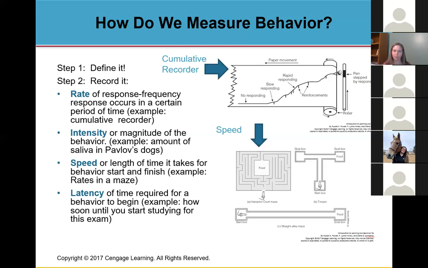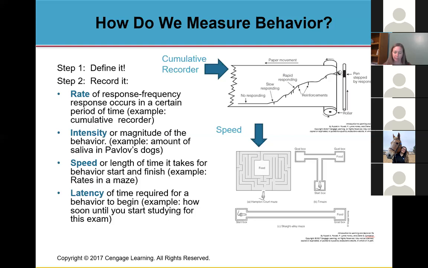Okay, not listed here, but your book talks about duration. So duration is how long a behavior lasts. So, you know, if I tell you to go out and run, well, how long did you run for, right? I ran for 5 minutes, I ran for 10 minutes, I ran for 30 minutes, whatever, right? How long did that behavior last?